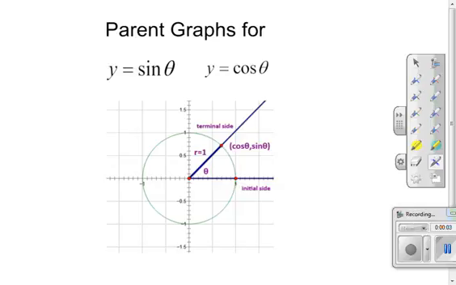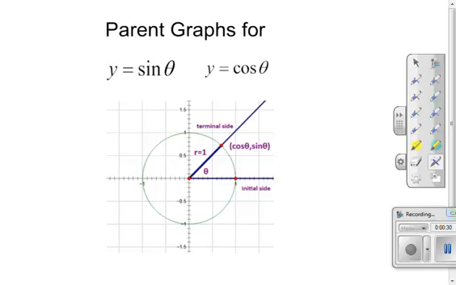Okay, welcome to this video that is going to demonstrate generating the parent graphs for y equals sine theta and y equals cosine theta. You're probably at the beginning of a unit on graphing transformations of these functions, and as is the expectation when you're using transformations, you have to be fluent and quick and great with understanding the parent graphs. This is going to show how to generate those parent graphs.